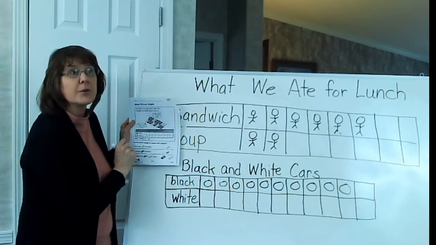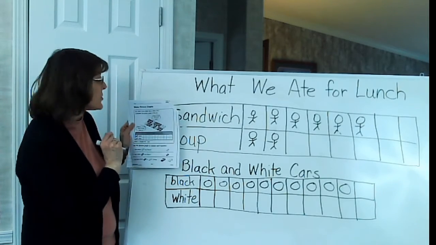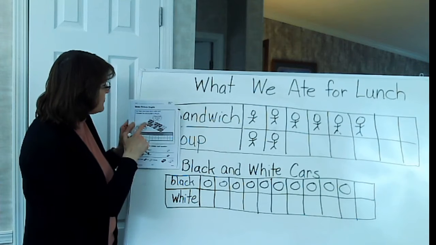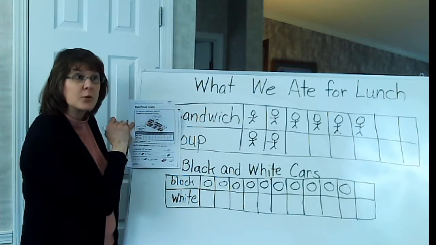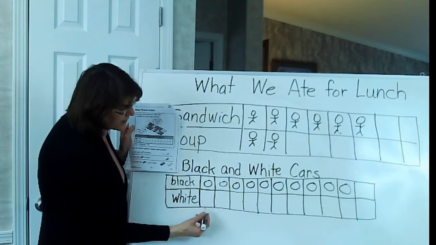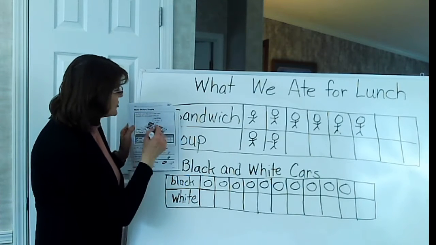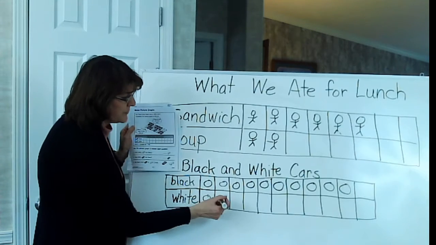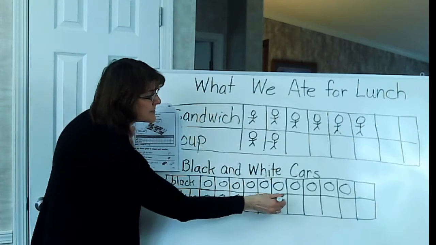Now I need to draw the pictures, the counters, to represent the white. Let's count the white. 1, 2, 3, 4, 5, 6. Again, you could cross them out as you go just to make sure you represent each one. Now I will put 6 counters in to represent the pictures for the cars. 1, 2, 3, 4, 5, 6.